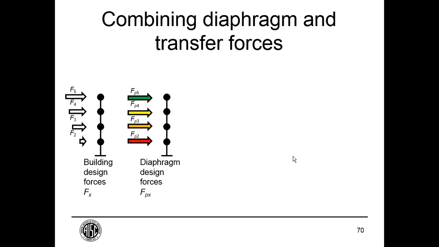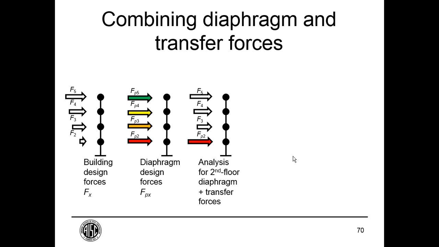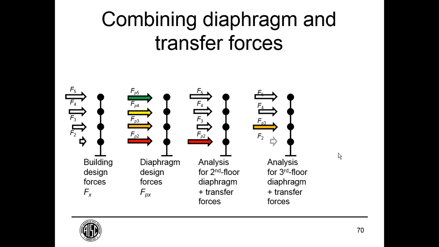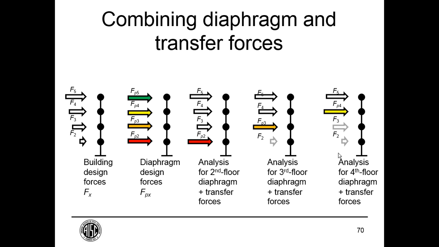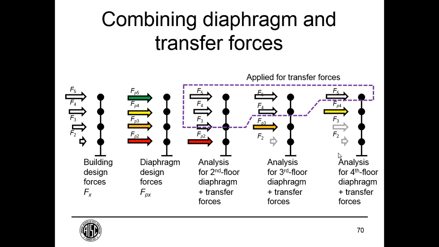And the way to do it, if you want to do it in a full building analysis, is to replace the force, say the second floor force, with the minimum diaphragm force, and then you can consider the forces above, but the forces above are considered only for the force that's transferred through that diaphragm. And the same goes at every level. You don't need to consider the forces below, only the forces above. And the forces above are only considered insofar as they lead to transfer forces within the diaphragm.